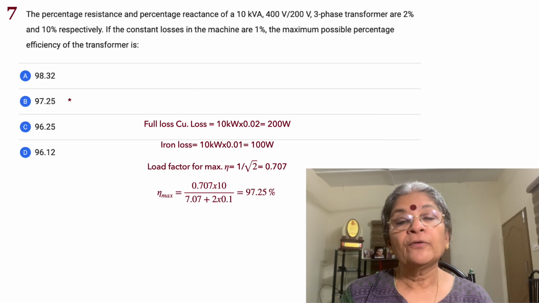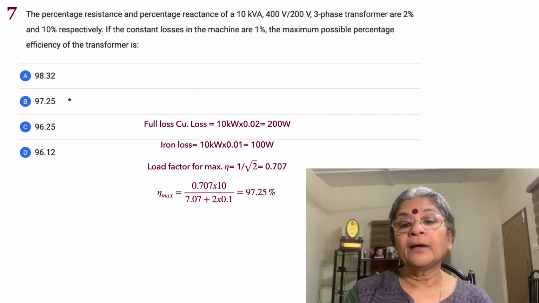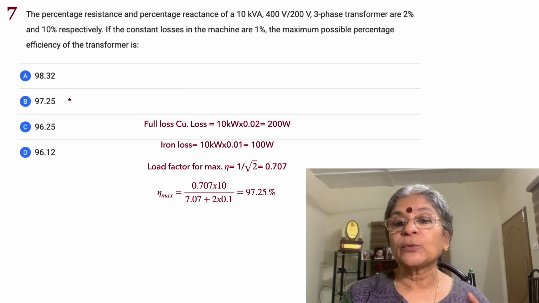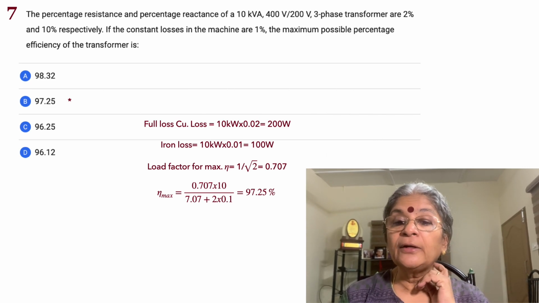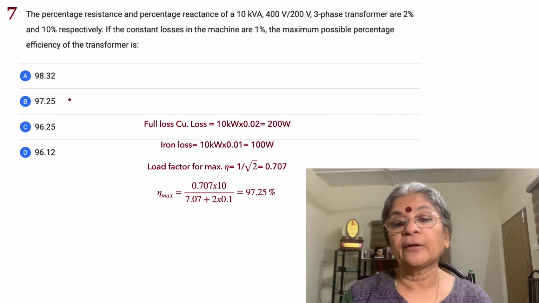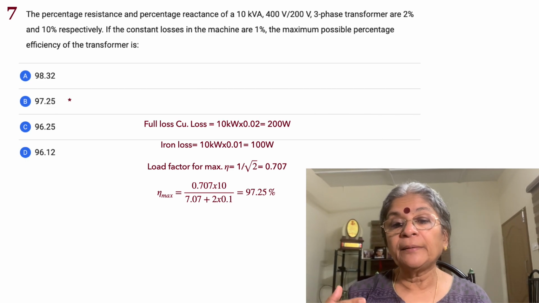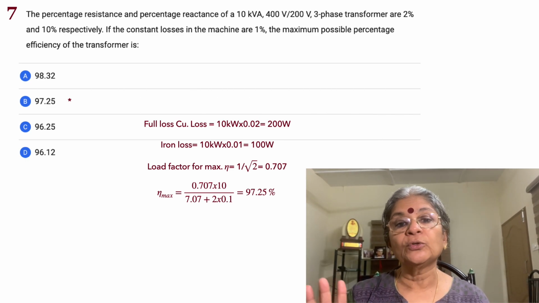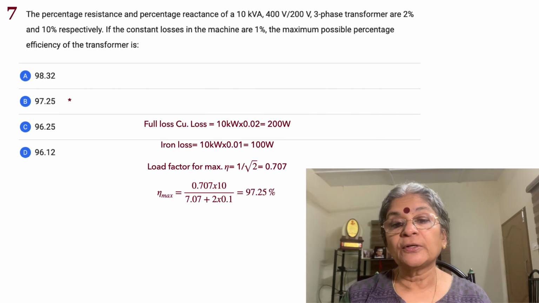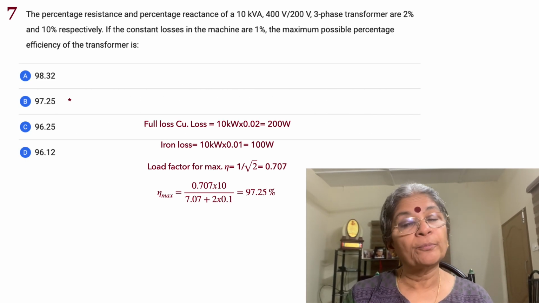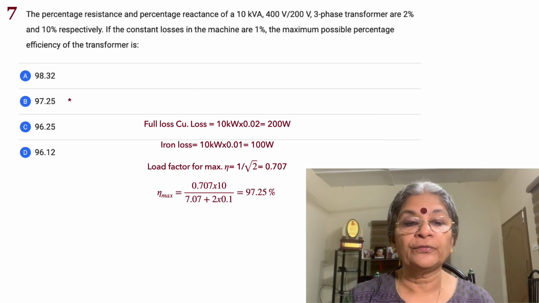Okay, so load factor for maximum efficiency will be given by K square times copper loss, or K square into 200 being equal to 100. So we see that load factor is equal to 0.707. So maximum efficiency can be easily calculated as 10, that is the output kVA, converted into kilowatt, because unity power factor is considered all through. So 10 into 0.707 divided by 10 into 0.707, or 7.07, plus 2 times the iron loss, which is equal to 100. Okay, so that gives you 97.25. So the same concepts repeated again and again.